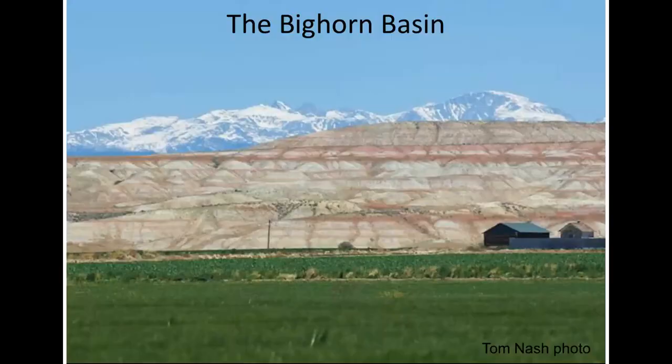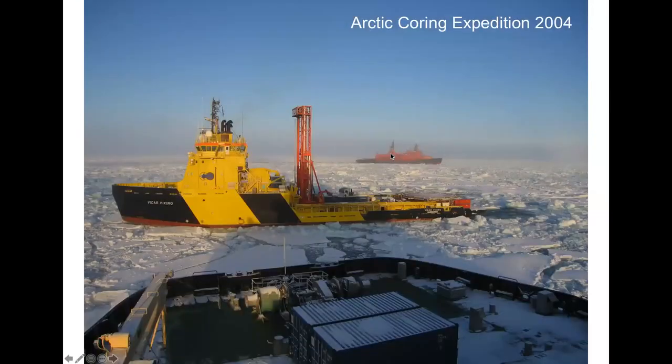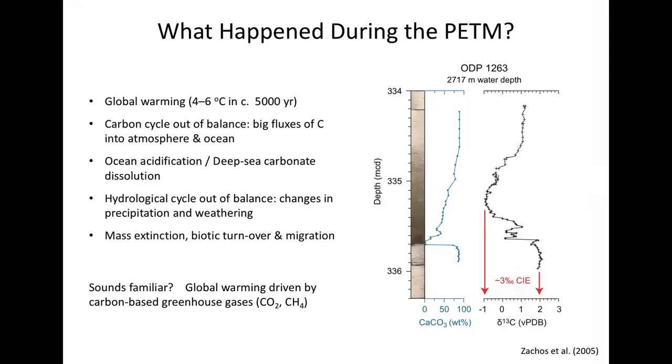We don't just see the PETM in the marine record, we see it in the continental record as well. In one example here, the Bighorn Basin, around this prominent double red boundary, that's where the PETM is. We also see it even at the poles. This is just an example: the Arctic Coring Expedition in 2004, busy at its work, and they recovered PETM age sediments showing climate change.